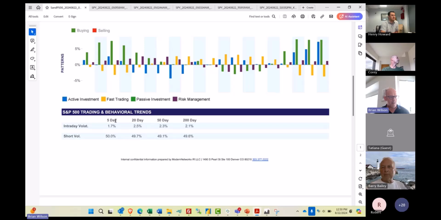So that's the outliers. Once again, outliers in terms of short volume, the SPY sentiment, and intraday volatility. You add it up, and it equals a dicey market. It equals a market that's just difficult to predict right now.